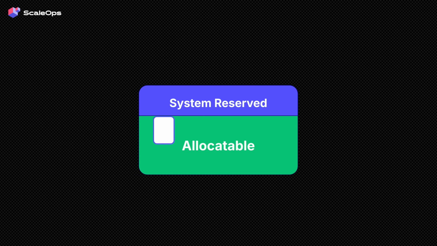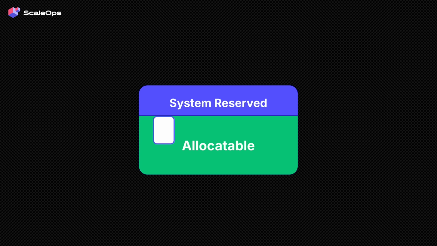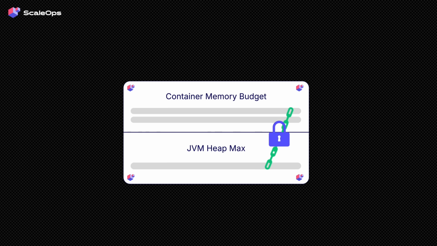Step 2, make sure the optimization can actually be scheduled. If the new request doesn't fit real allocatable headroom, it's not an optimization. It's a pending pod and a pager. So you cap it. You keep it schedulable. You avoid perfect recommendations that never land. Step 3, respect the runtime. For JVM workloads, memory isn't just a number, it's heap. So you have to align heap settings to the container budget, no guesswork. That's the bar. Correct diagnosis, safe execution, production outcomes.